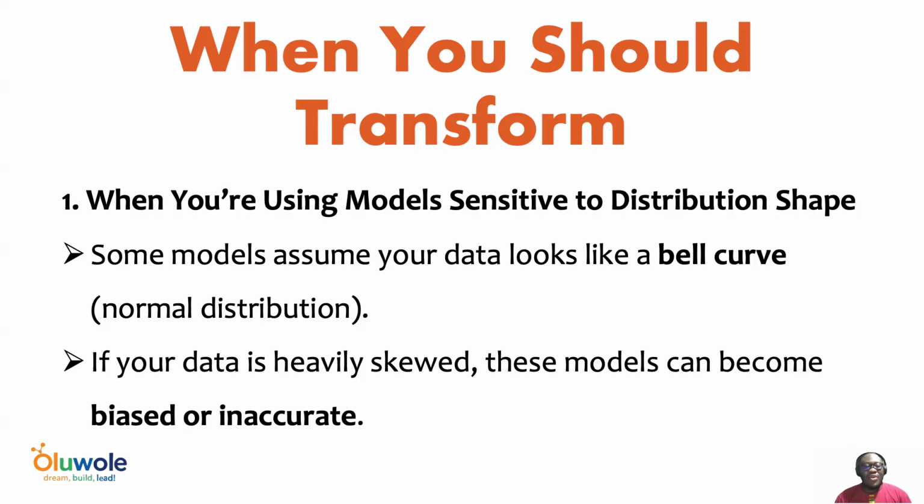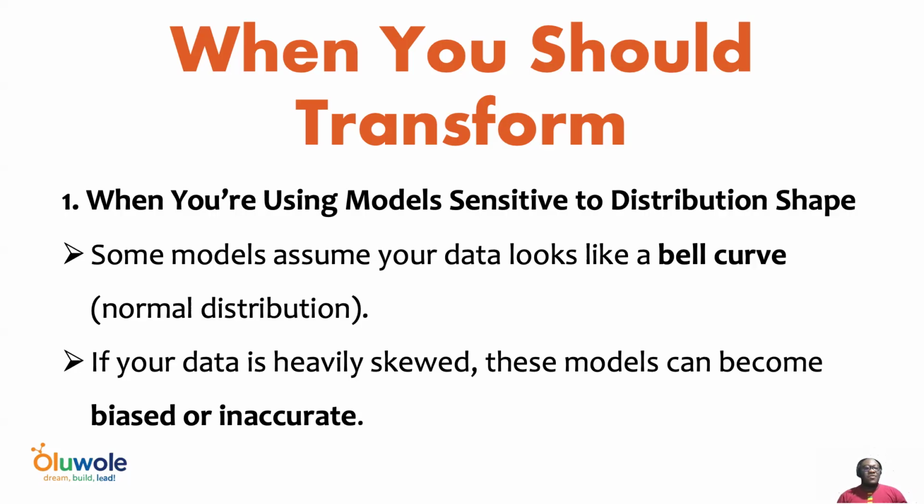Some models assume your data looks like a bell curve. But if you're not careful, there will be an issue of overfitting. Your model will overperform and it will not give us the right generalization. So some models assume your data looks like a bell shape. Then if your data is heavily skewed, these models can become biased or inaccurate. They don't have filters in them.